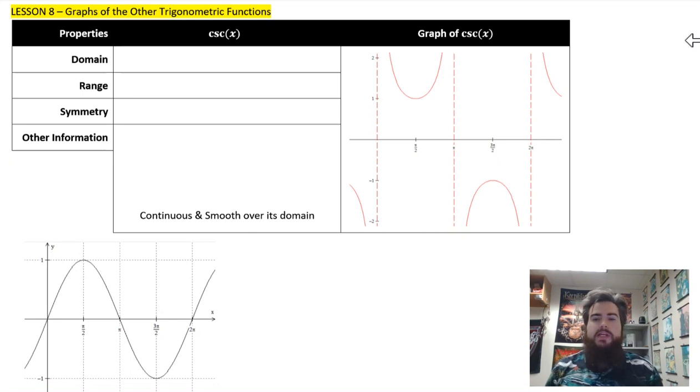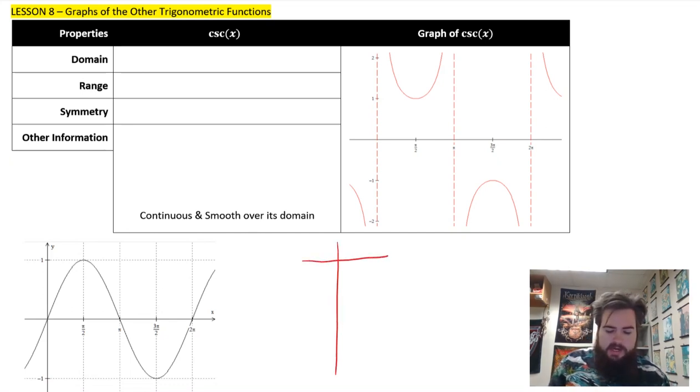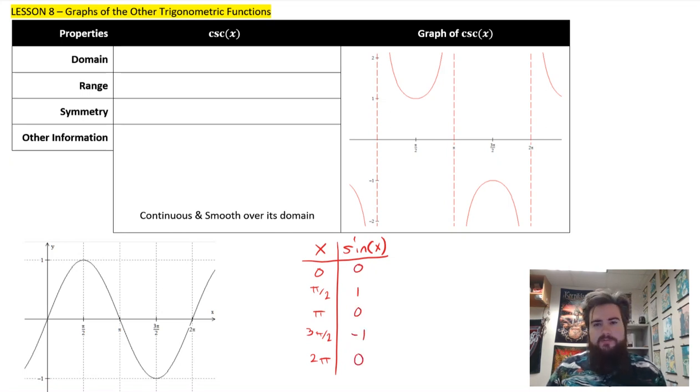The graph of cosecant is taking each of the values established for sine and taking the reciprocal of each of those. So, for example, in a t-table of x and sine of x values, this graph of sine would have 0, pi halves, pi, 3 pi halves, and 2 pi. And sine values there would be 0, 1, 0, -1, and 0.